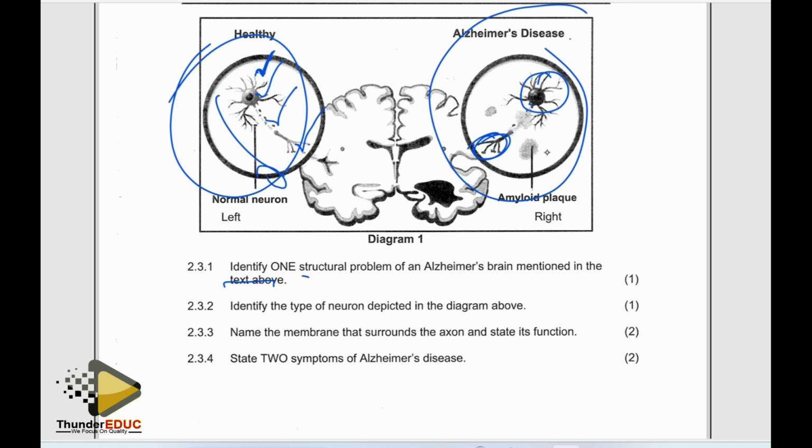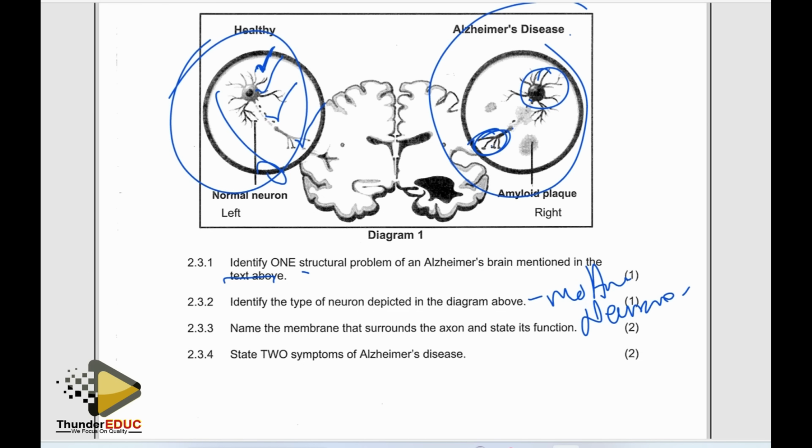Identify the type of neuron depicted. So it is a motor neuron. Yes. Name the membrane that surrounds the axon and state its function. Which membrane surrounds the axon? It is the myelin sheath. I hope you wrote the correct spelling. Myelin sheath.